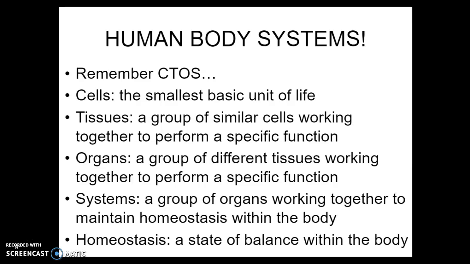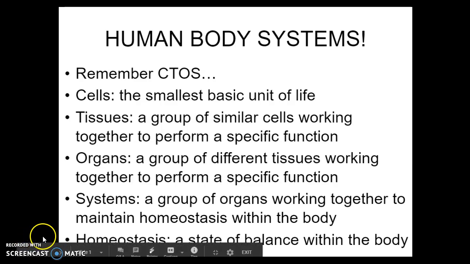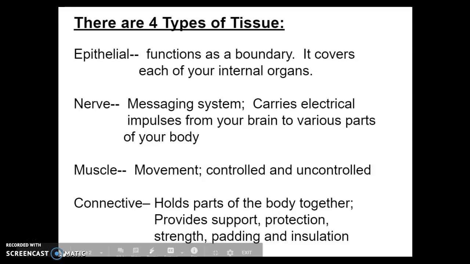Homeostasis is that state of balance. For example, your body likes to stay at 98.6 degrees. So your body's going to do different things to keep you there. For the last part of the year, we're going through 10 different body systems. We'll do 2 a week.